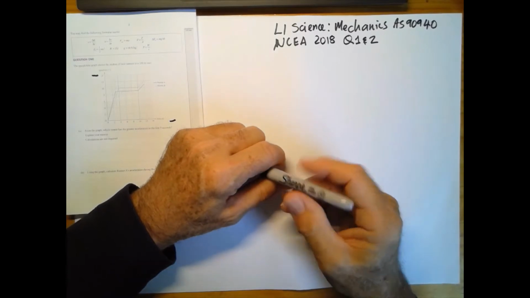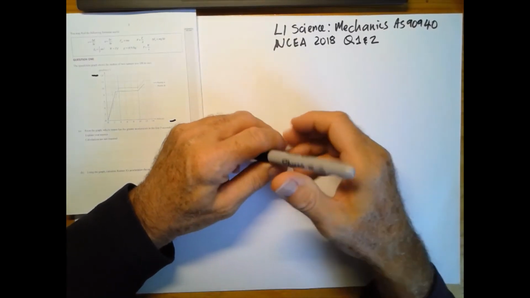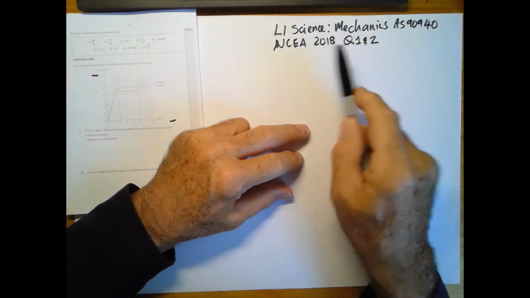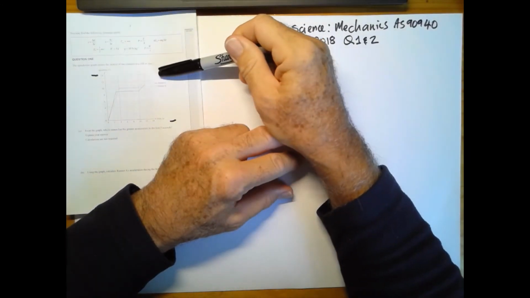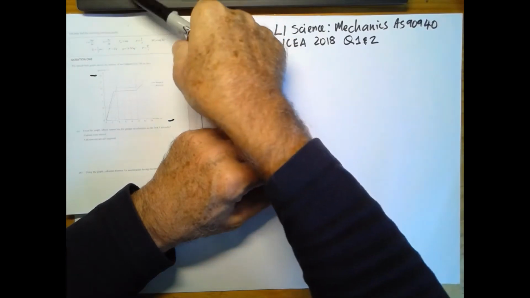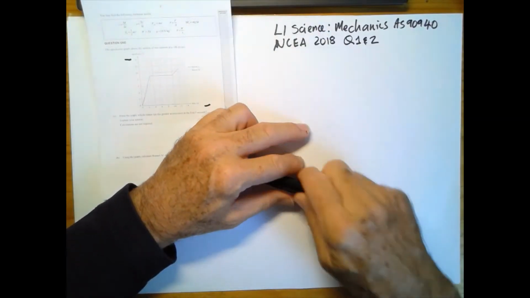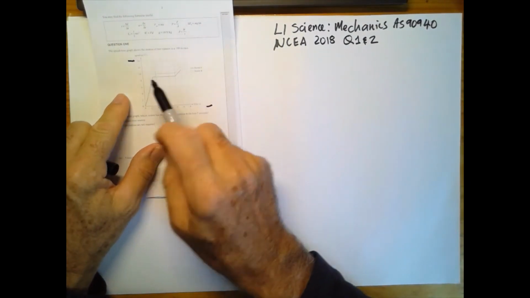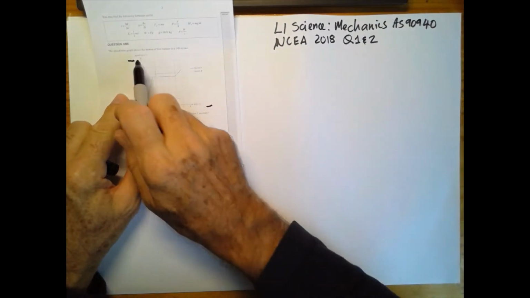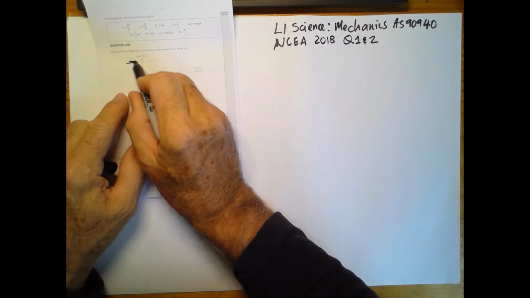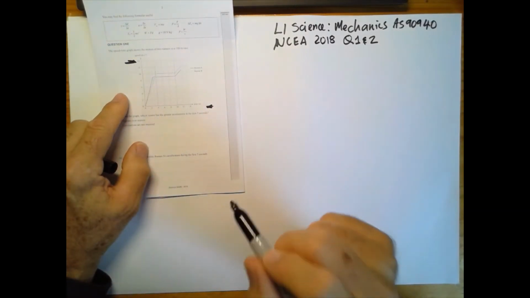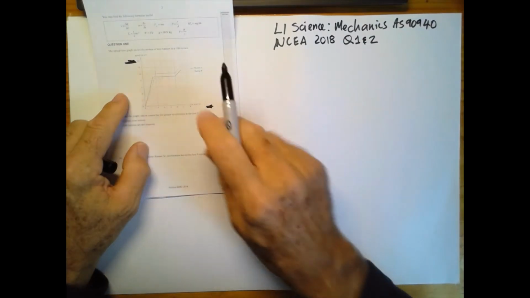Looking at the homework question for level 1 from NCEA 2018, questions 1 and 2, and here's the questions over here. Now when we get one of these questions, the absolutely essential thing to do, the very first thing to do, is look at our graph and see what type of graph it is, and in this case it's a speed versus time graph. It's not distance time. Check up on it, speed versus time graph.